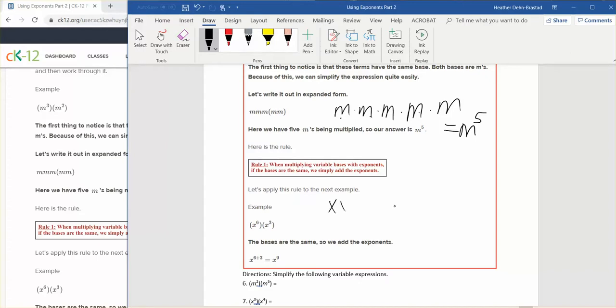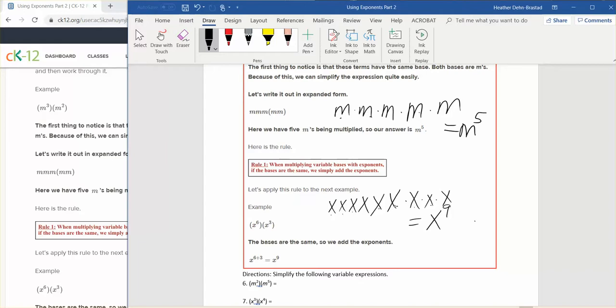So if I wrote it out in expanded form, which I don't want to do forever because it's easy to lose track of how many x's you have: 1, 2, 3, 4, and then x to the 3rd is 3 more of them. And now we would count how many we have. There's 9 of them. So this is equal to x to the 9th power.